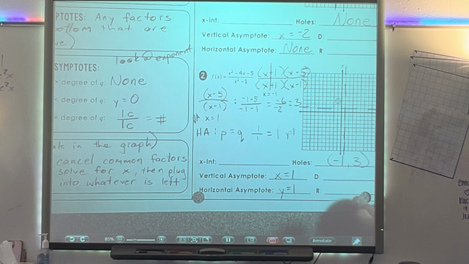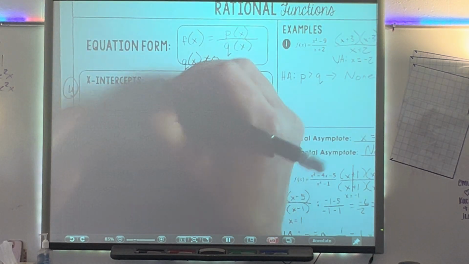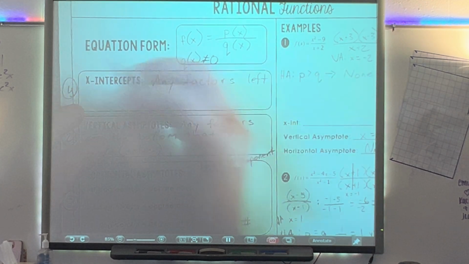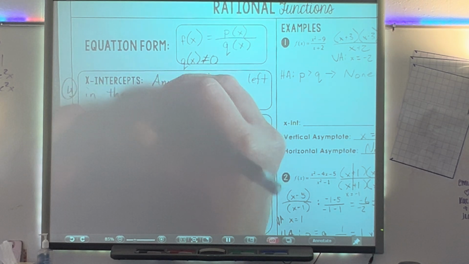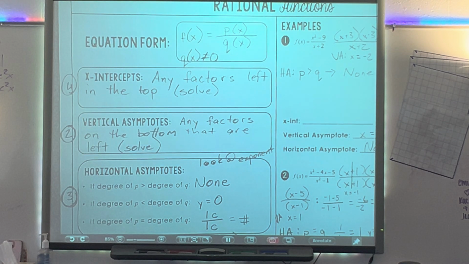Okay, got it. Alright, last thing is your x-intercept. So this is your fourth step. Any factors left in the top, solve. We're setting them equal to 0, we're going to solve. If it's just a whole number up there, you're going to have to worry about it, right? If I'm just left with a 1 or everything cancels, then I don't have one, then it's like a reciprocal function, which means I have an asymptote at y equals 0. Does that make sense? If I have an asymptote of y is equal to 0, I will not have an x-intercept. Is that logical? Okay.